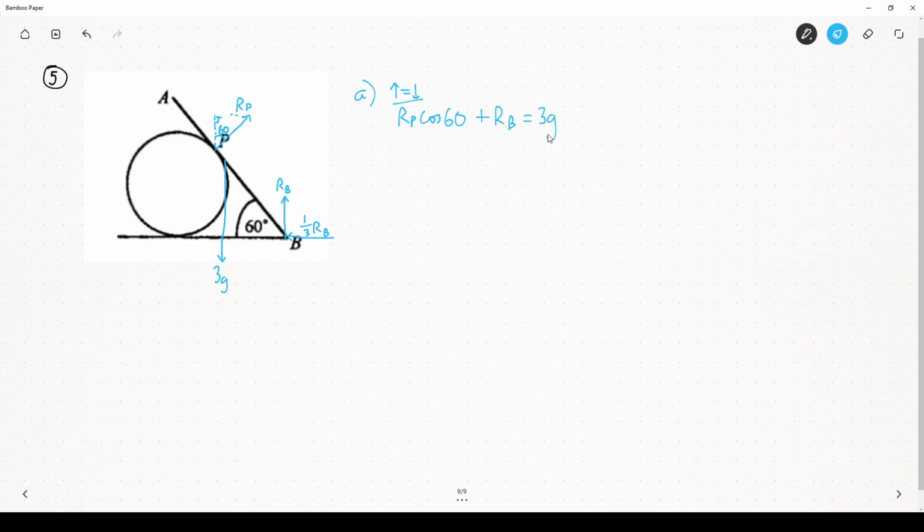equals 3G. And if we do right equals left, we've got RP sine 60 equals a third RB. So this is just now two simultaneous equations, so I'm going to times the bottom one by 3. And now I'm going to sub this into the first one.